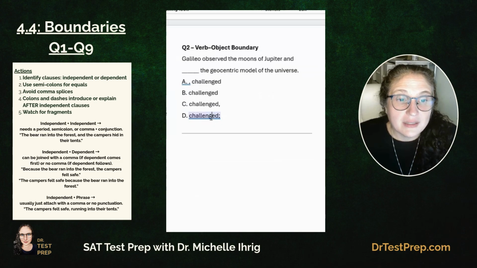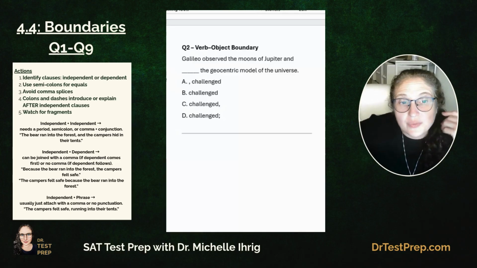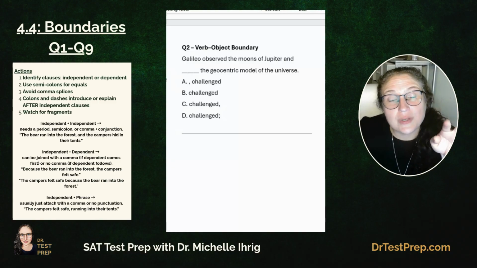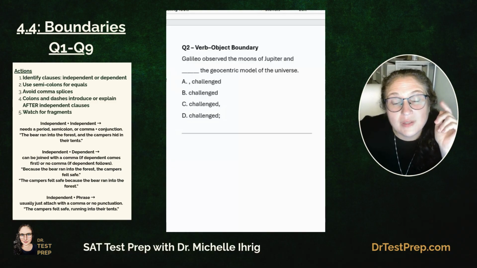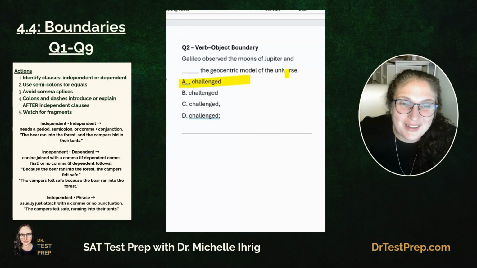All right, I probably should take off all of these. Well, if I ignore them, then you're going to get the answer. Verb object boundary. Galileo observed the mountains of Jupiter and blank the geocentric model of the universe. So it's not going to be and comma, because remember, we're not going to really have a comma after and. There will be some in the higher level questions, but there's not really going to be many instances of that. So it's not going to be comma challenged. All right, that's a no.